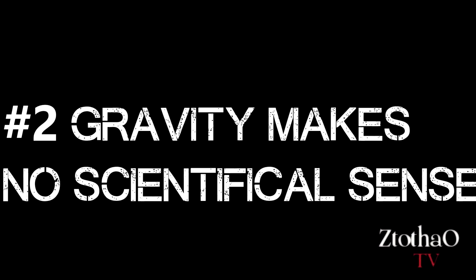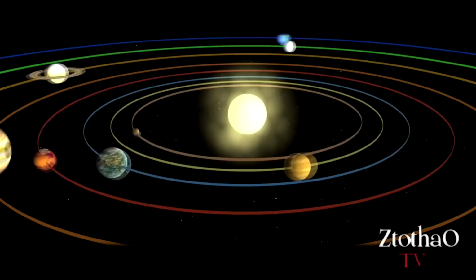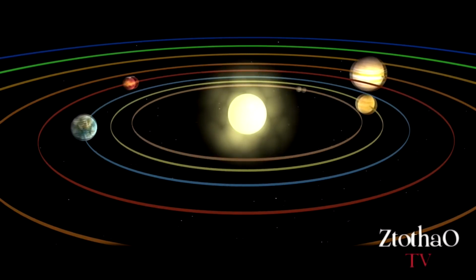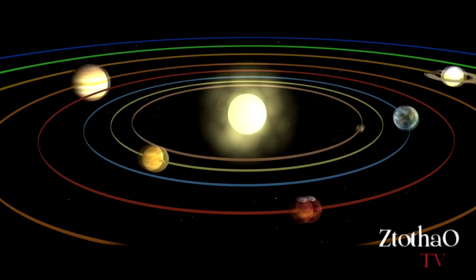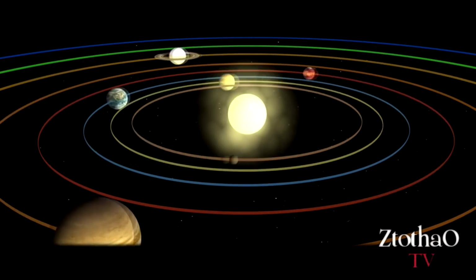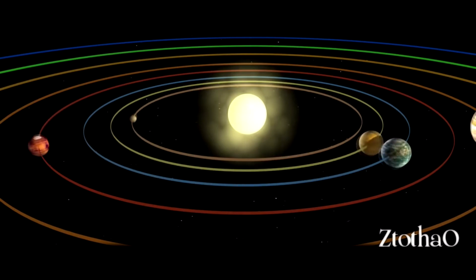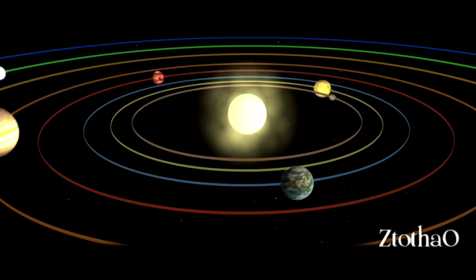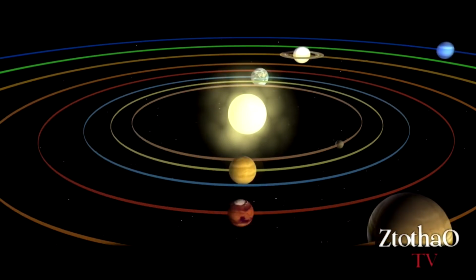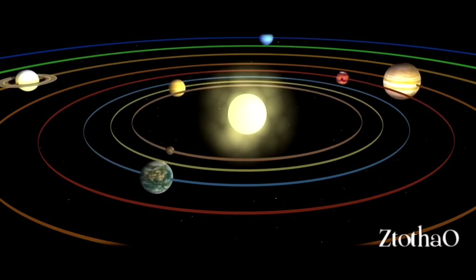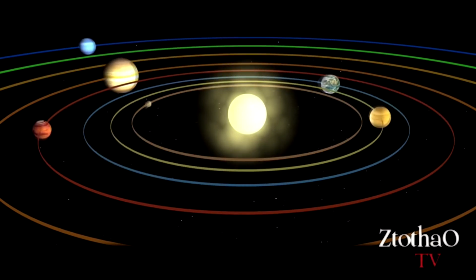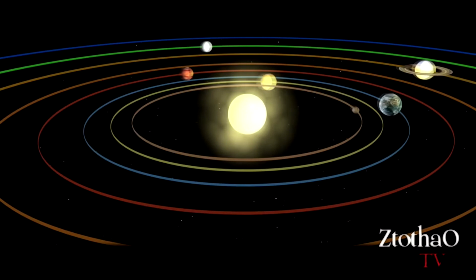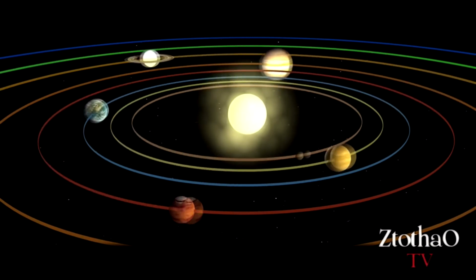Reason number 2, gravity makes no scientific sense. The sun is said to be 864,400 miles across. It is also said that the sun is 109 times the diameter of Earth. The sun is said to be so large, in fact, that about 1,300,000 planet Earths can fit inside of it. It is also said that it weighs about 333,000 times as much as Earth. Imagine that. We have managed to weigh the sun from here on Earth.